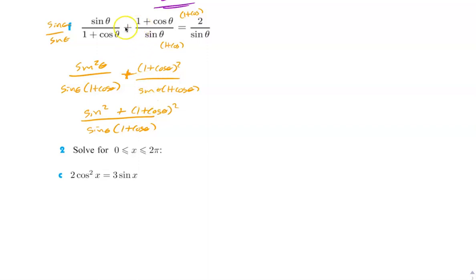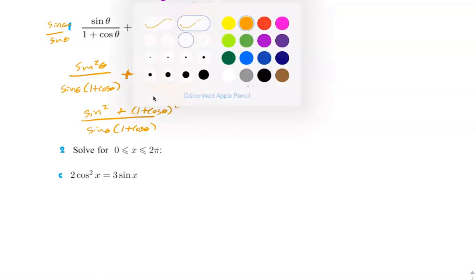So again, all I did on this side was combine it. I'm trying to make it look like 2 over sine, which right now it does not. But let's simplify a little bit more. So the only thing I can do now is simplify this top right here, like we talked about last time.